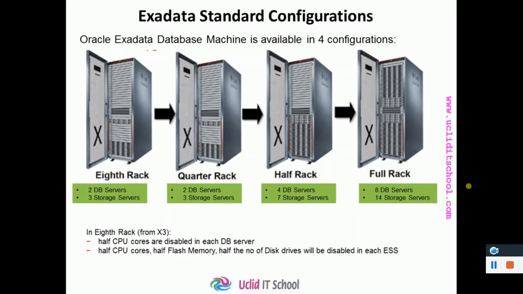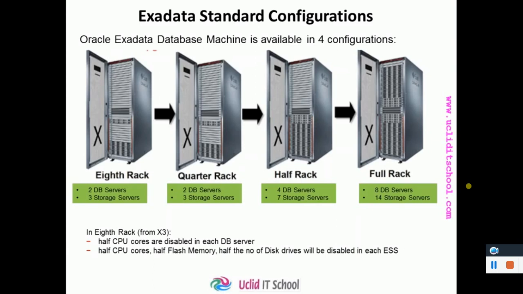And initially, 8th rack was not available. 8th rack was introduced in X3 version. So before X3, you have only quarter rack, half rack, full rack. Like a shirt is available in XL, large, medium, small. So depending on your business requirements, budgetary requirements, small customers may start with 8th rack, big customers may go for full rack, right?